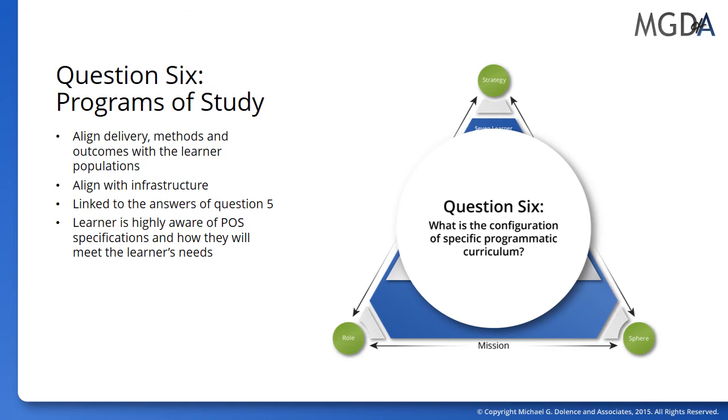There is an inexorable link between the answers to the fifth and sixth questions, being the curriculum's overall architecture and the configuration of a specific program of study. And where the learner is largely unaware that an architecture even exists, they are highly aware of the program of study specifications and how they meet their particular needs.